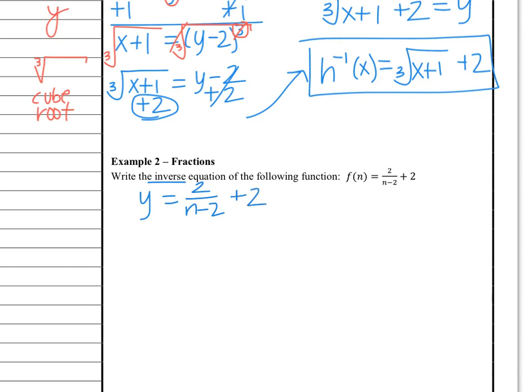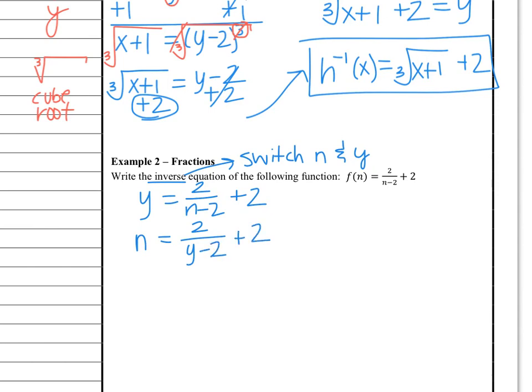Okay, so the second step then is to switch. In this case, we're going to be switching not x and y, but n and y for this inverse function. Because there's no x, we can really call the n an x if we would like in our heads. Okay, so now I'm going to switch them. So I'm going to write n instead of y equals 2 over y minus 2, plus 2.